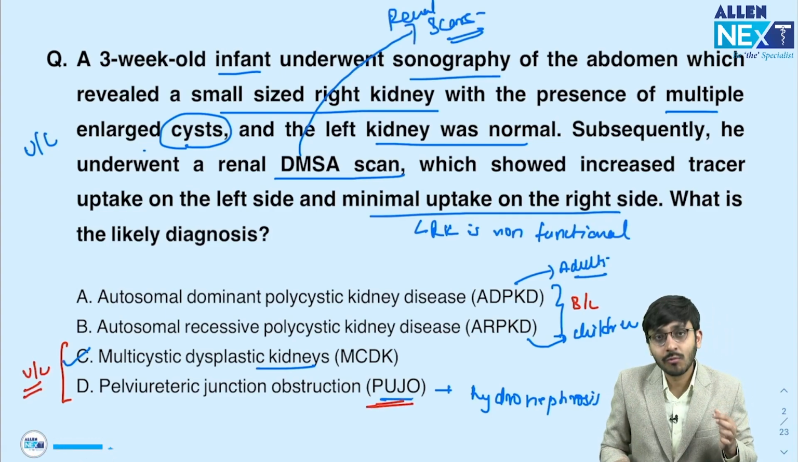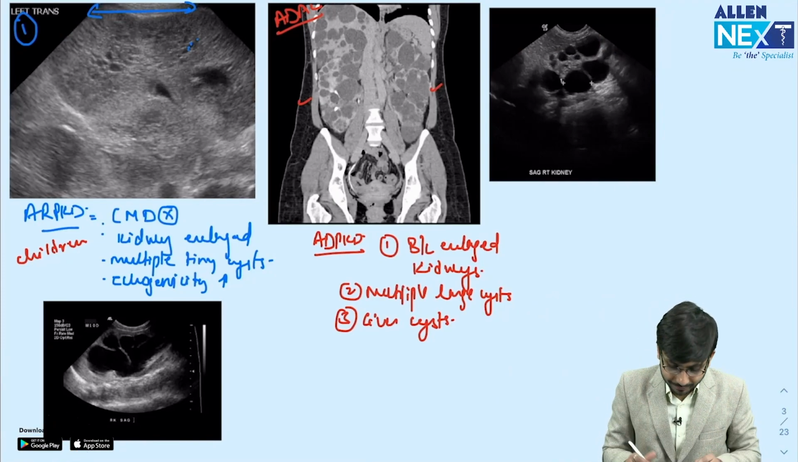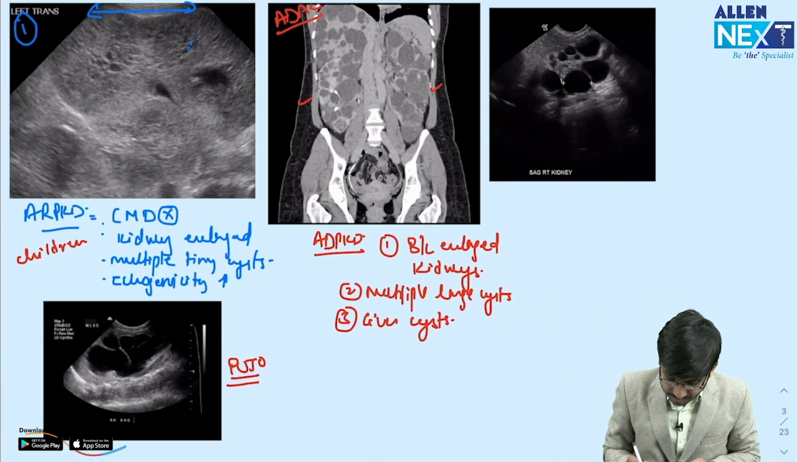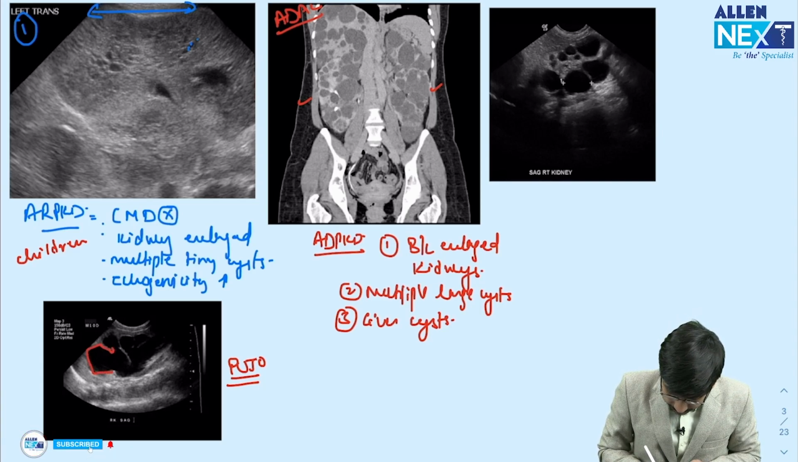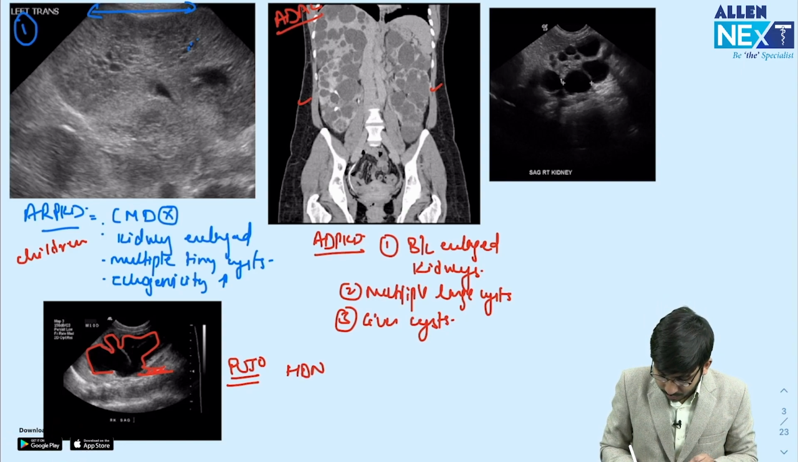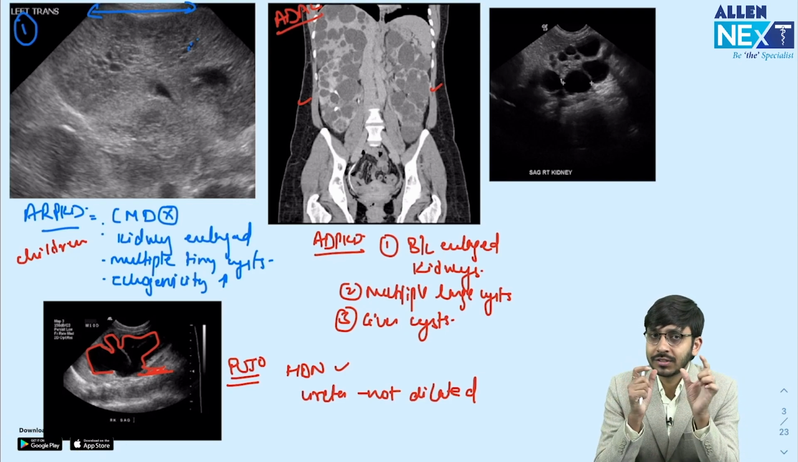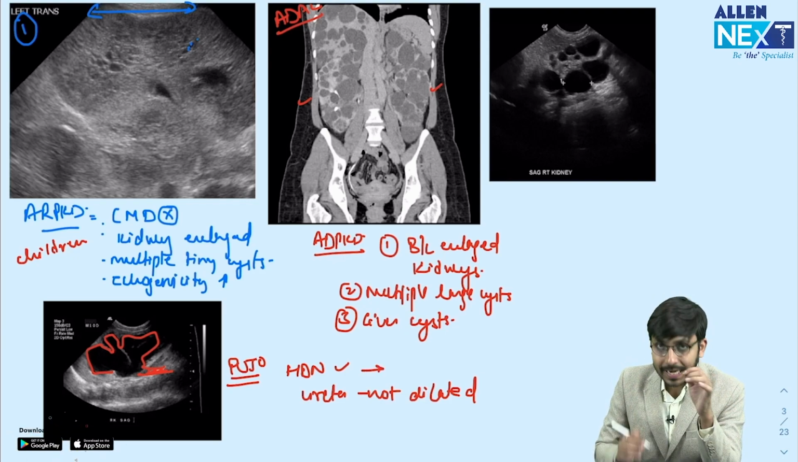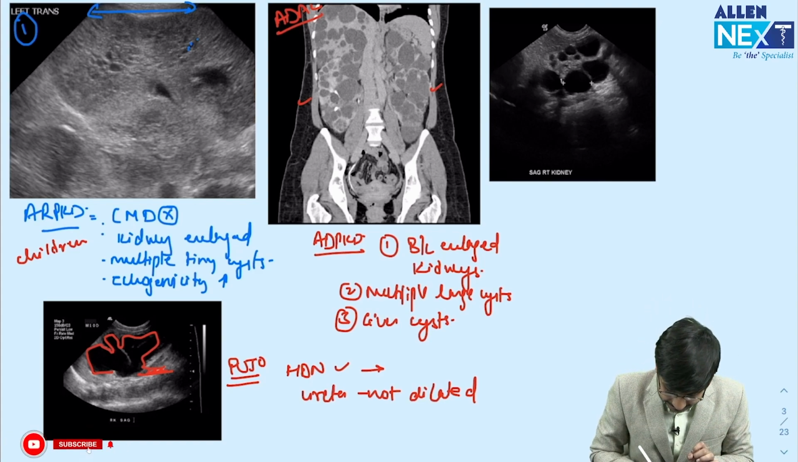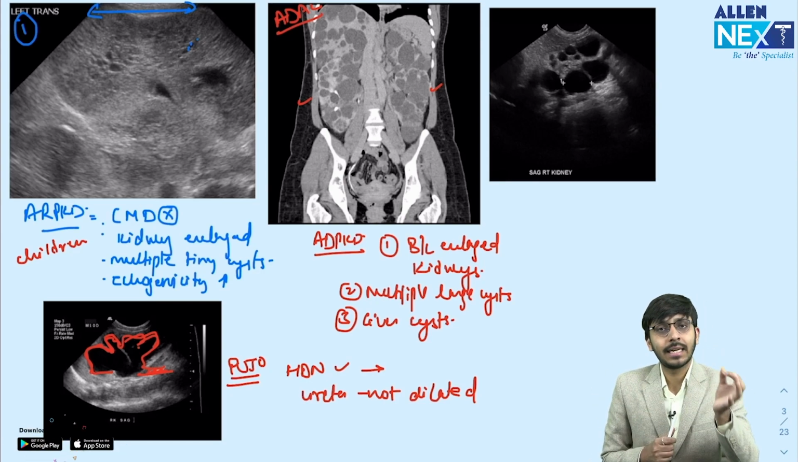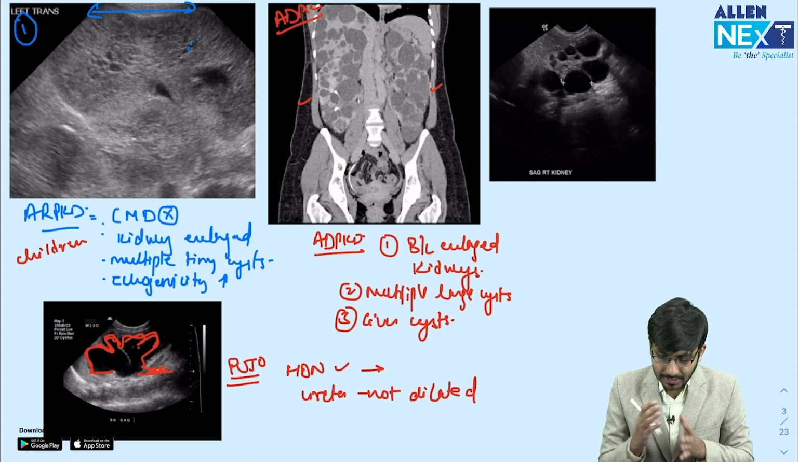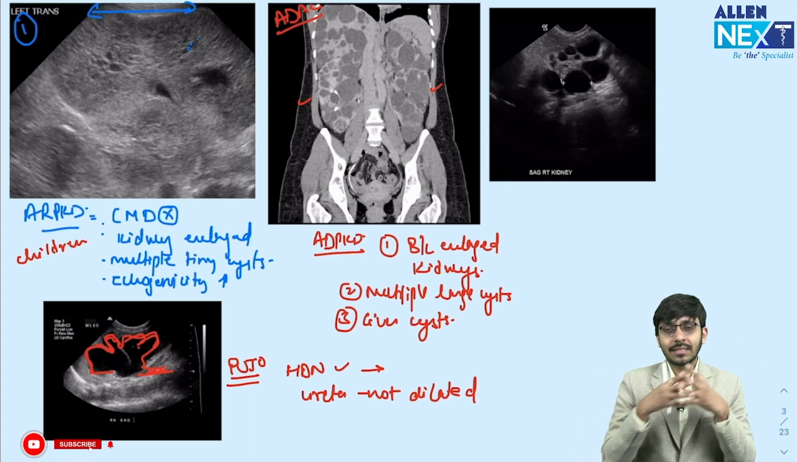In PUJ obstruction, what will you see? You will see hydronephrosis. This image is that of a PUJ obstruction, in which you see hydronephrosis within the kidney, but the ureter is not dilated. So how do you differentiate between hydronephrosis and cysts? Hydronephrosis has intercommunicating cysts. You will see that these areas are communicating with each other. That means they are not cysts, but part of the pelvicalyceal system. That is how you differentiate between a cystic disease and a PUJ obstruction.